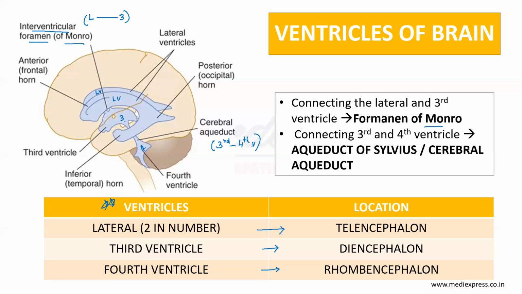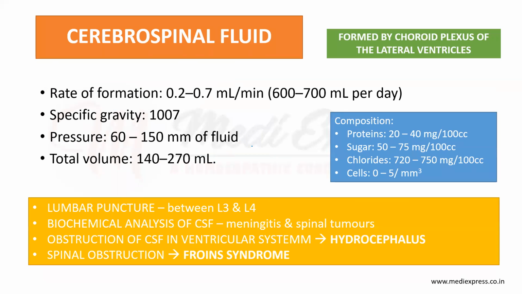So this was about the ventricles of the brain. Remember, two lateral ventricles, one third ventricle, and one fourth ventricle. Okay. The connection between the lateral and the third ventricle, we term the foramen of Monro, otherwise the interventricular foramen. And the other one connecting the third and the fourth ventricle is the cerebral aqueduct or the aqueduct of Sylvius. The next one, coming to the cerebrospinal fluid.